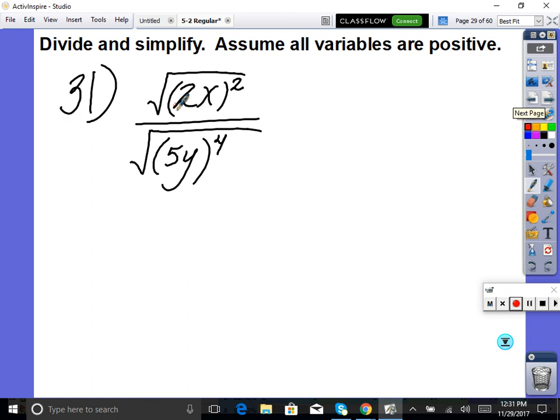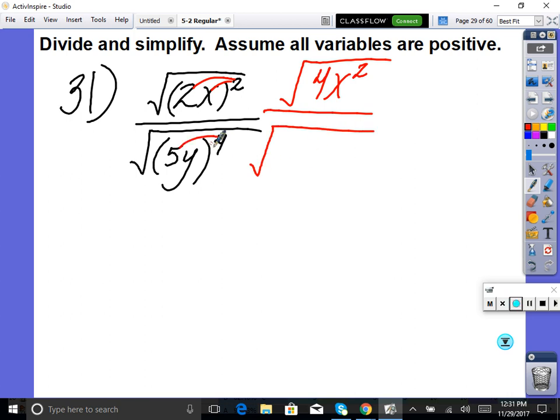Now this one doesn't simplify, and even if it did, you'd have to be careful because this is squared. So let's just worry about simplifying it in sections. So up here, isn't that really the square root of 4x squared? 2 squared x squared. And then on bottom, aren't we dealing with the square root? It's to the 4th, and so that's the square root of 625, because 5 to the 4th is 625. And then y to the 4th. Well, now we can simplify.